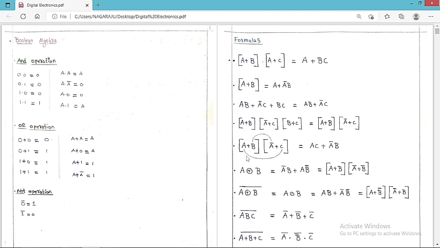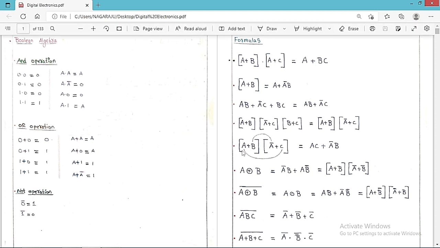Now here, (A + B)·(A' + C) is equal to, you just have to do the product of these terms: AC + A'B. You multiply these two things and these two things, then add them. A into C plus B into A', and A into A' into B is zero, so it will be the same.